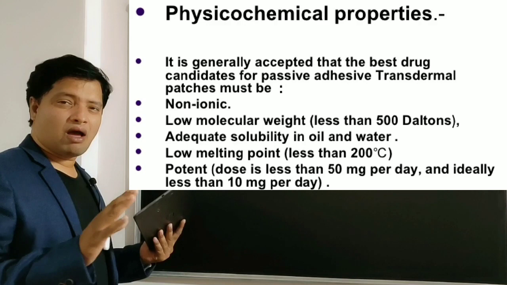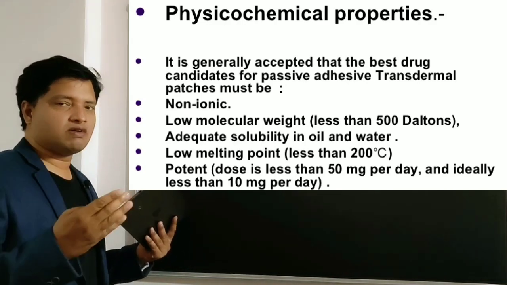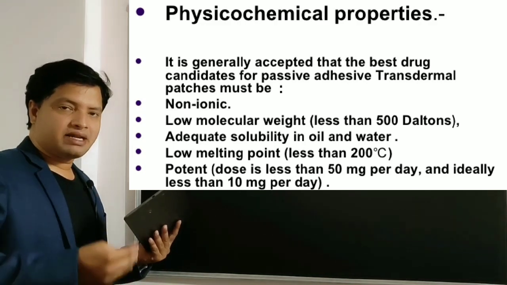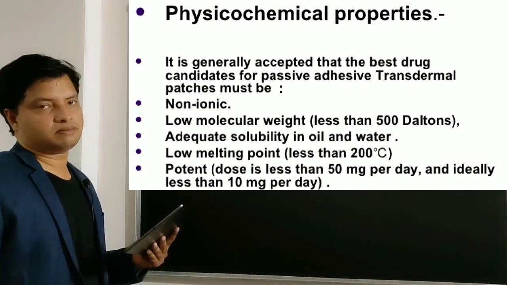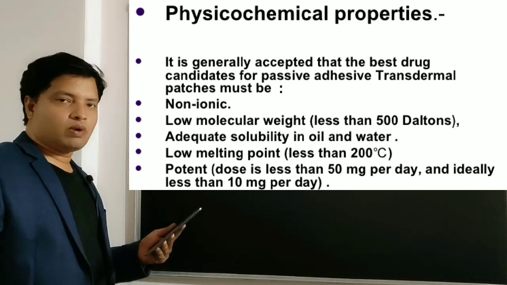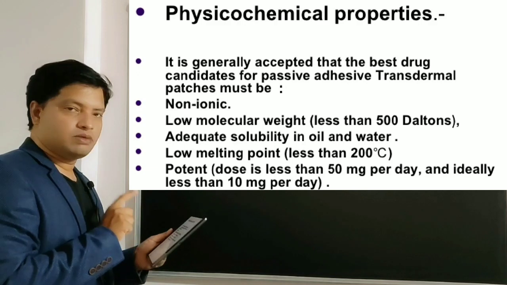Reason, skin has many lipid barriers. So we want the drug to have a particular partition coefficient so that it can partition between the skin barriers and the transdermal drug delivery system. We don't want it to be fully ionic. If it is ionic, it won't penetrate the skin. That is the reason we don't want our drug to be ionic. So it should be non-ionic.